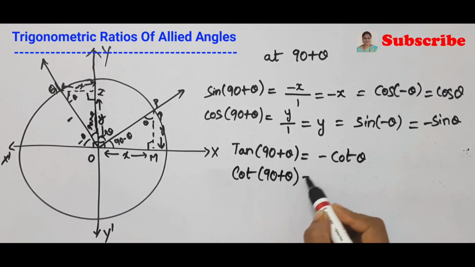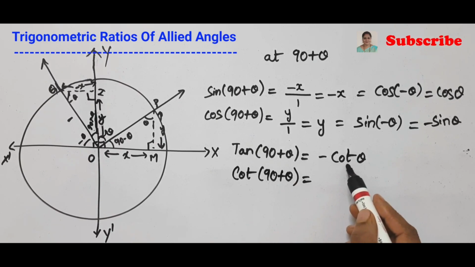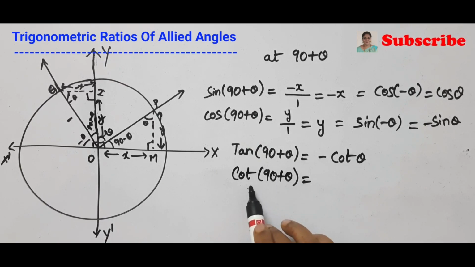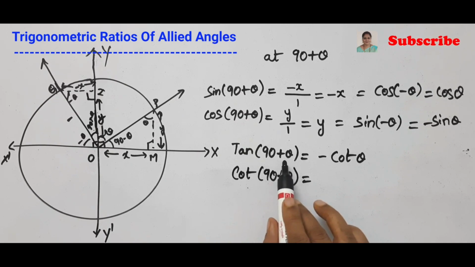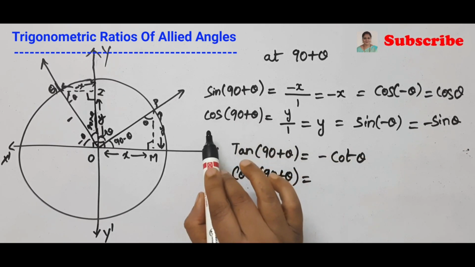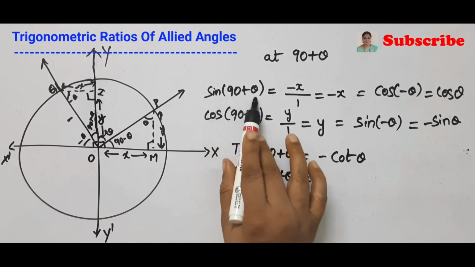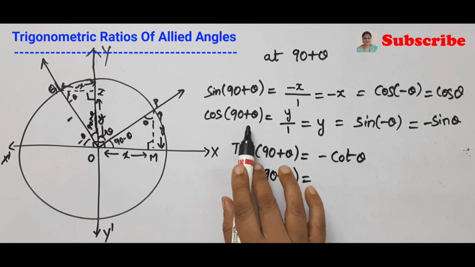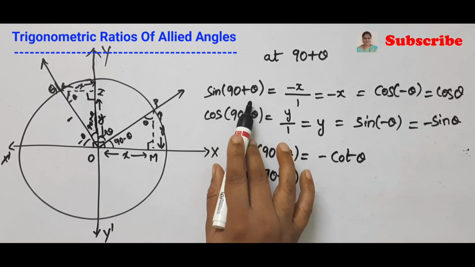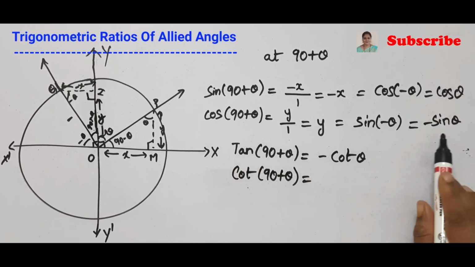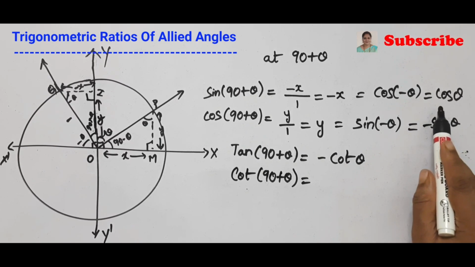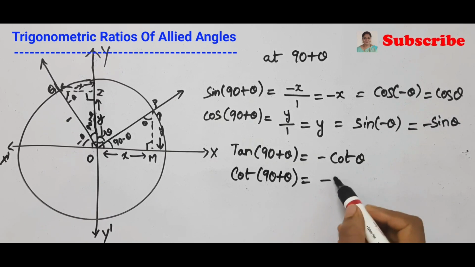Cot(90 + θ) is nothing but the reciprocal of tan(90 + θ). Reciprocal of cot θ is tan θ. You can either get the value of cot(90 + θ) by using this tan(90 + θ), or you can use the sin(90 + θ) and cos(90 + θ) values. That is, cot(90 + θ) is cos(90 + θ) by sin(90 + θ), is it not? We got cos(90 + θ) is -sin θ. So -sin θ by cos θ, which is the value of sin(90 + θ). So -sin θ by cos θ is nothing but -tan θ.